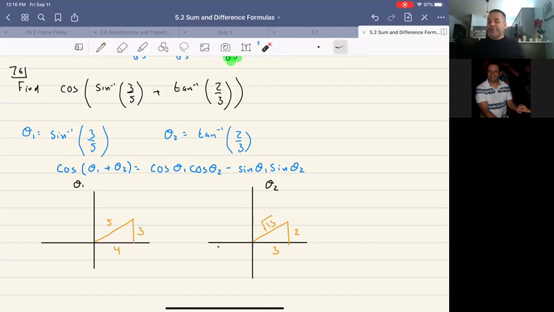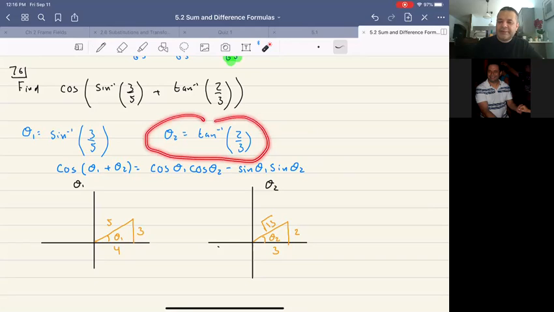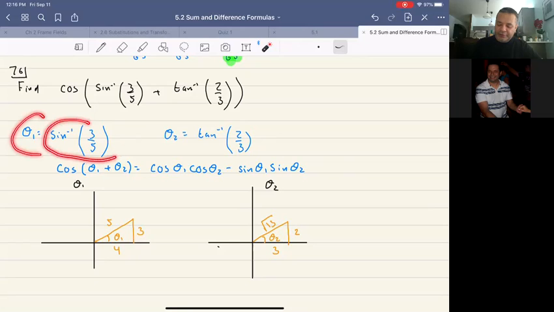So how am I getting these numbers again? Remember, when I say that theta 1 is the sine inverse of 3/5, what I'm saying is that sine of theta 1 is 3/5. So opposite over hypotenuse. When I say theta 2 is the tan inverse of 2/3, what I mean is tangent of theta 2 is 2/3. And because sine inverse is stuck in the first and fourth quadrants, I know I have to draw it over here. Same with tan inverse.